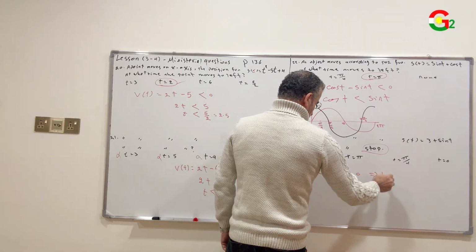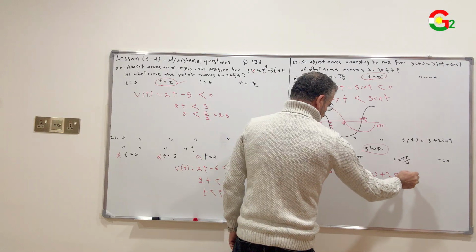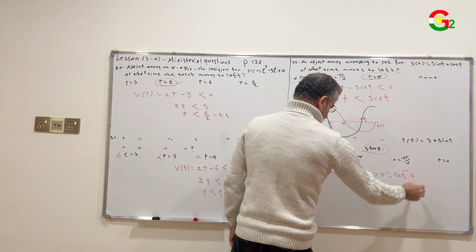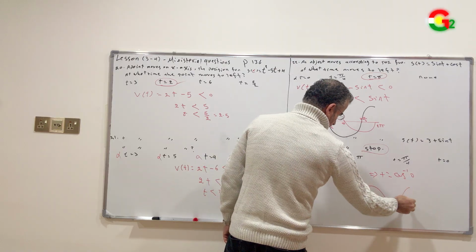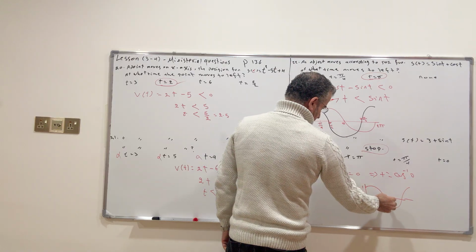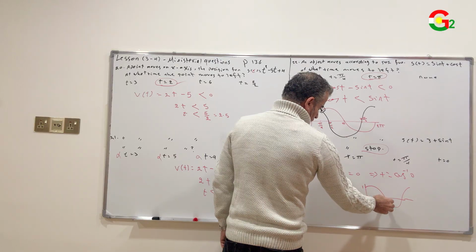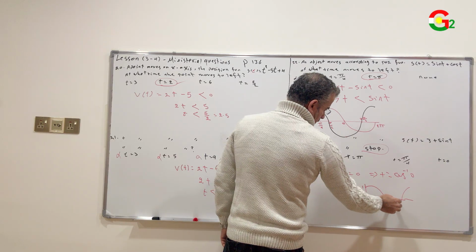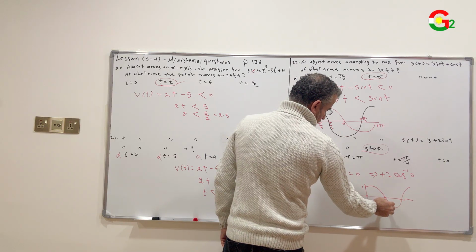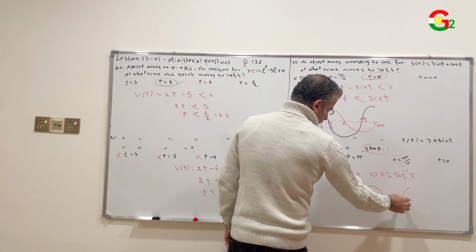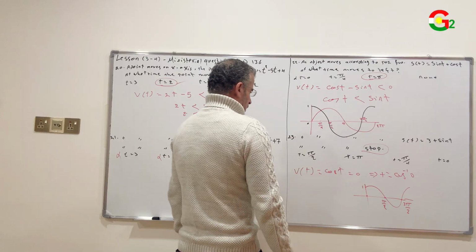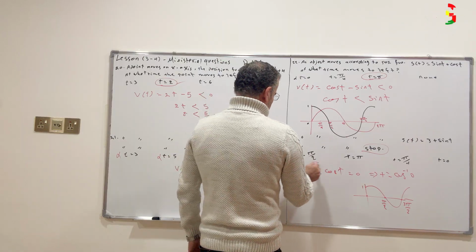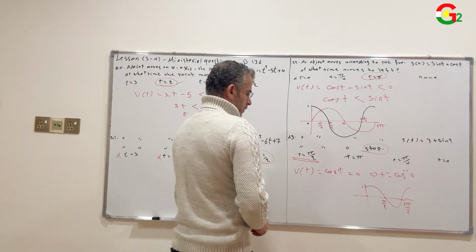Then t equals cosine inverse of 0. To find this from the graph, this is the graph of cosine. Here pi over 2 and here 3 pi over 2. So the right choice is pi over 2.